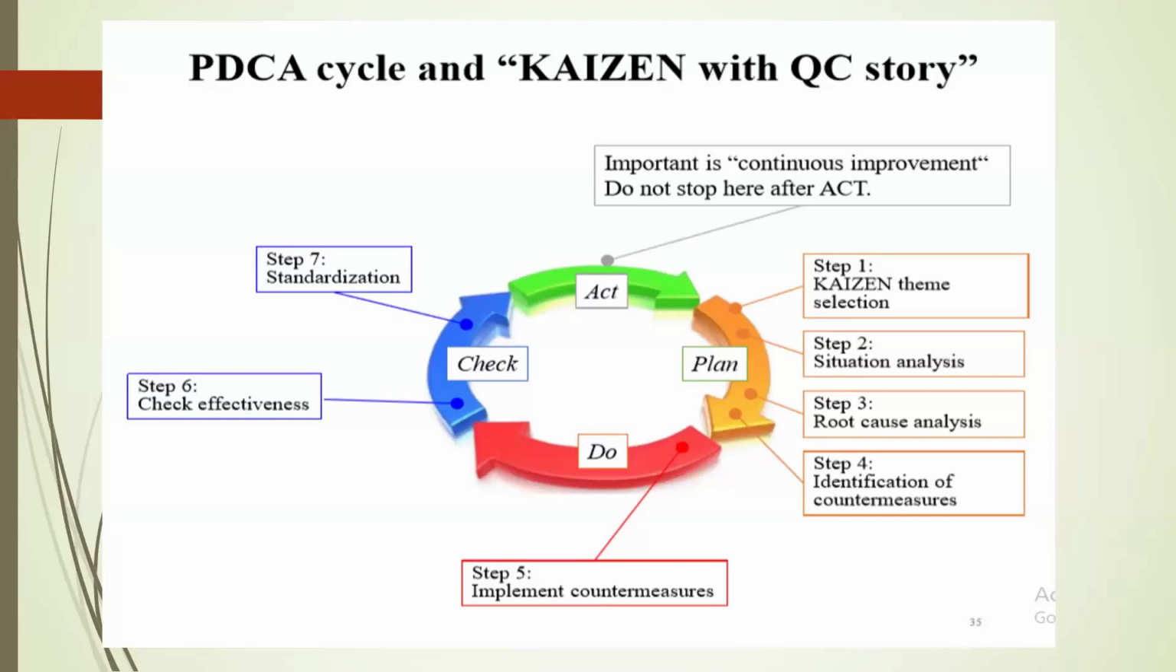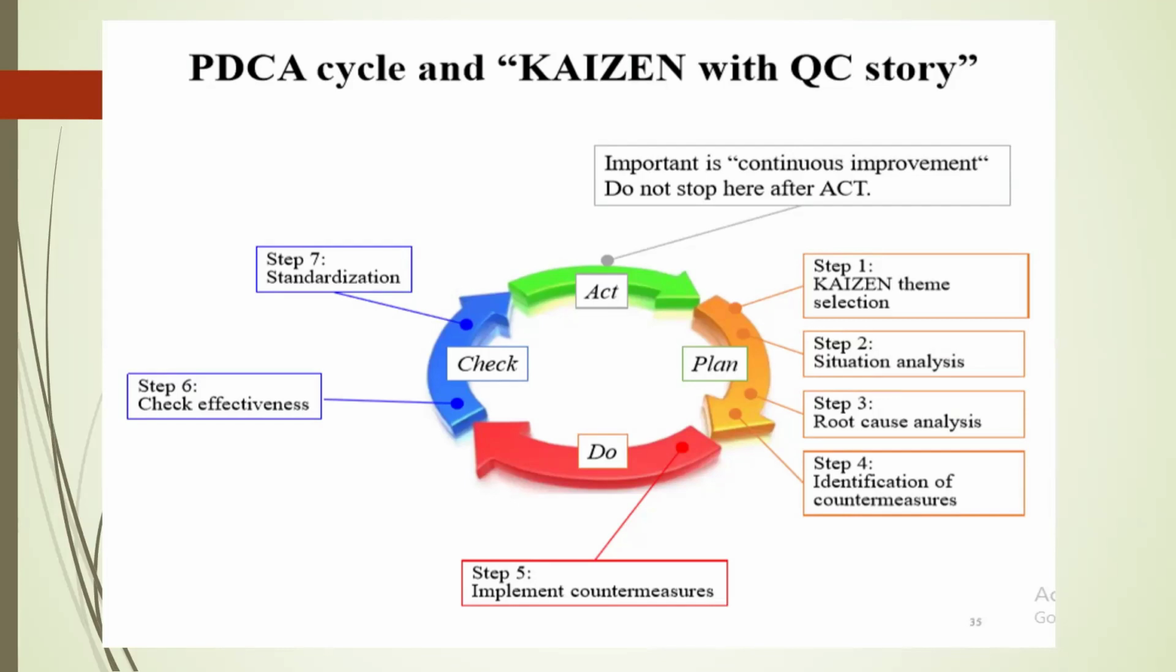Then when doing, implementing under Kaizen step number 5, you go ahead and implement whatever you have identified as your countermeasures. Just as in the PDSA cycle where you implement on a smaller scale, not at once, not on a larger scale from the beginning. You test it. So you start small and grow bigger. Then check. Check under Kaizen is steps 6 and 7, where you check effectiveness.